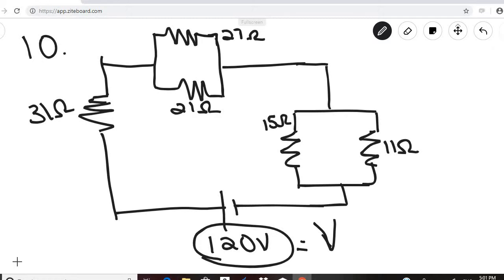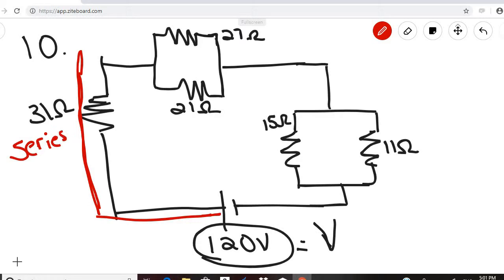Okay, so if we look at this and we think again about the fact that the current is going to start at the positive, and it's going to go all the way around to the negative. Well, the first thing we see is that it must go through this 31. So that one would be in series. And then when it gets up here, now it has some choice to make. It can go that way or it can go that way. So these two are in parallel. Then it comes back together again.